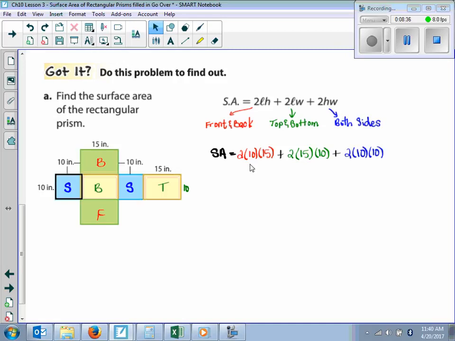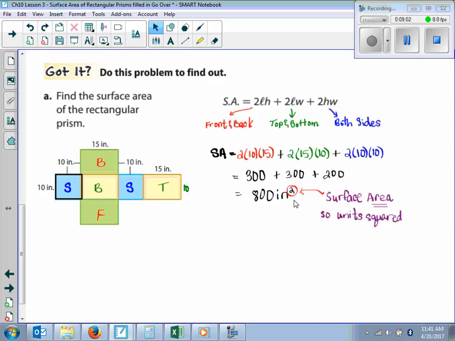So 2 times 10 times 15, 300. 2 times 15 times 10, 300. And then 2 times 10 times 10 is 200, and now you just add them together. So we have 800 inches squared. Is everybody clear? Now remember, this is surface area, right? So because it's surface area, it's square units.